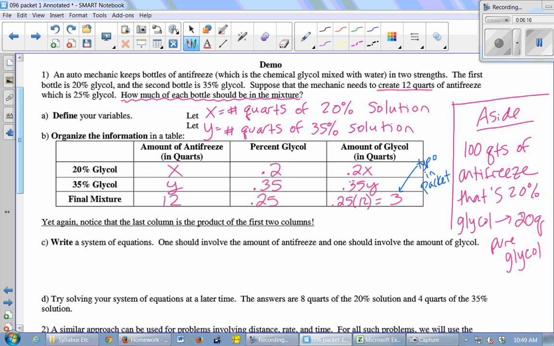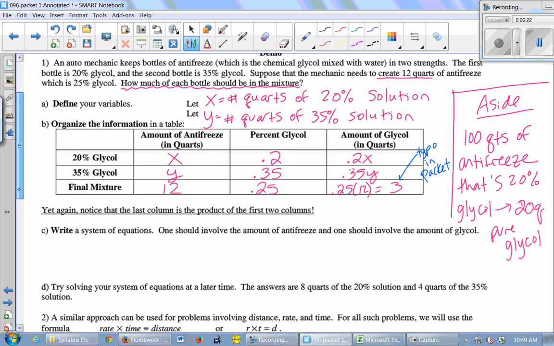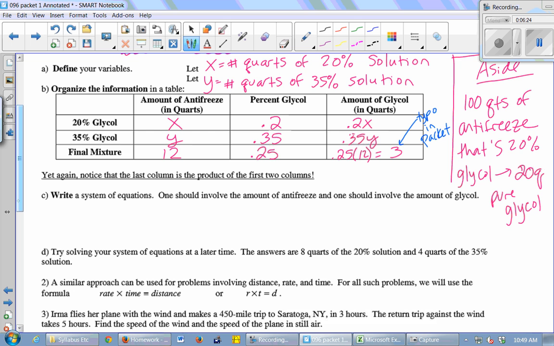Okay, so we've organized all the information that they gave us, and now we have to write a system of equations, which means I've got two unknowns, x and y. I need two equations. What equals what? Sure, in your packet, L plus H equals 12. I used x and y: x plus y equals 12. If I take x quarts and y quarts and mix them together, I'm supposed to get 12 quarts. Okay, what else?